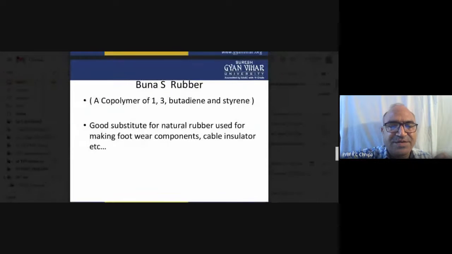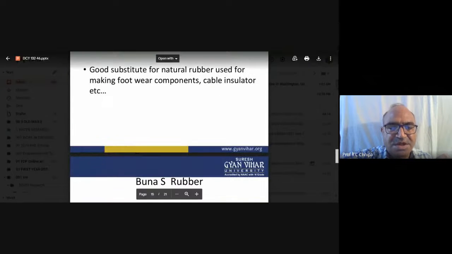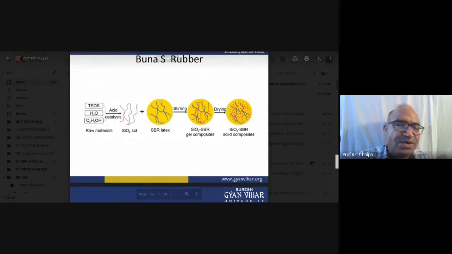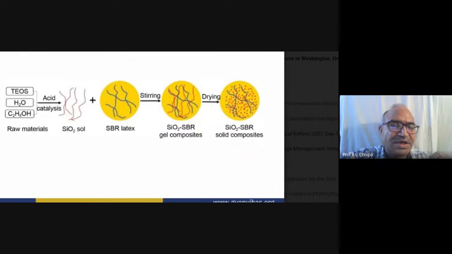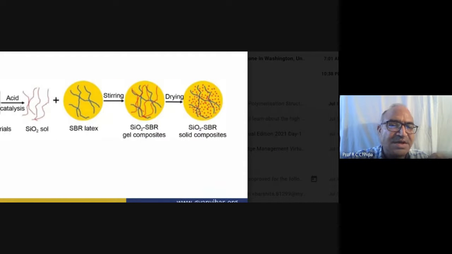So the insulator has a great role. Here, whatever the structure will be, there is styrene, butadiene, rubber, latex, whatever I have discussed. Then some more additives are added, silicon oxide sol is added. So we get the sphere rubber, and then with stirring we get the silicone. So gel composites, and then the solid composites.